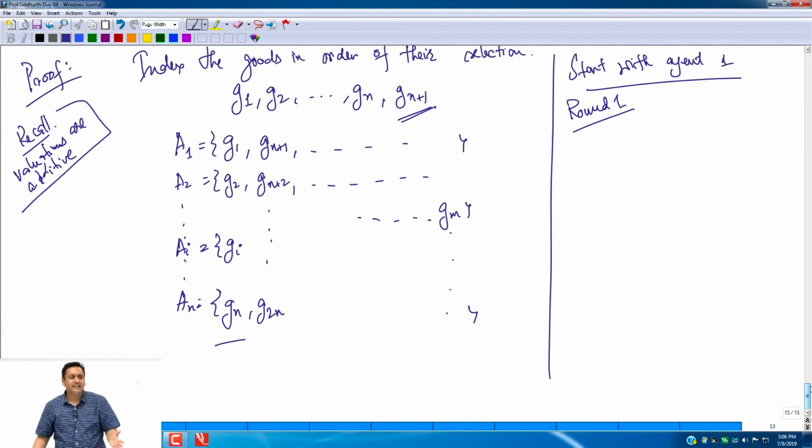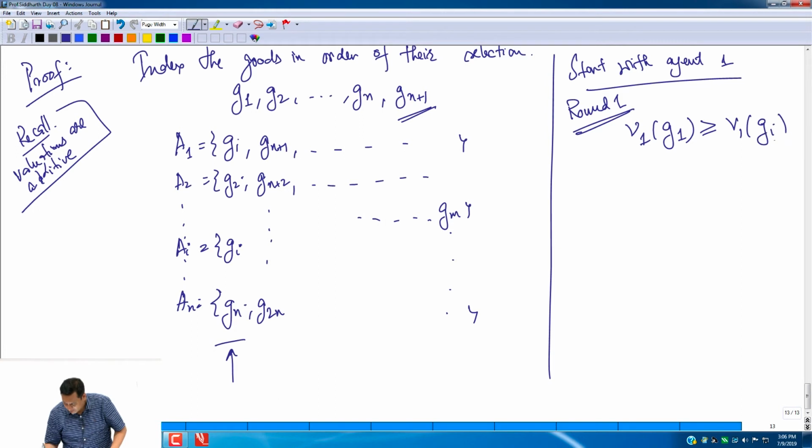So when I say a round, I mean a sequence of n steps where from agent 1 to agent n, everyone picks a good. In this picture, this means this entire phase, going from G1, G2 to Gn. So I look at round 1 and I note that V1 of G1 is at least V1 of Gi for all i.